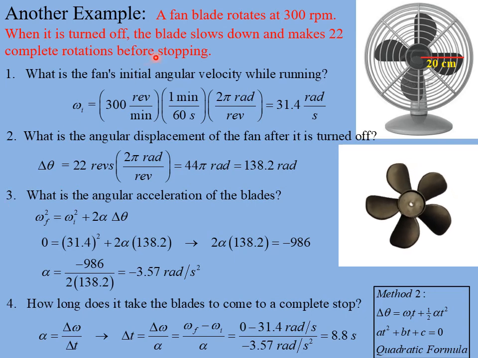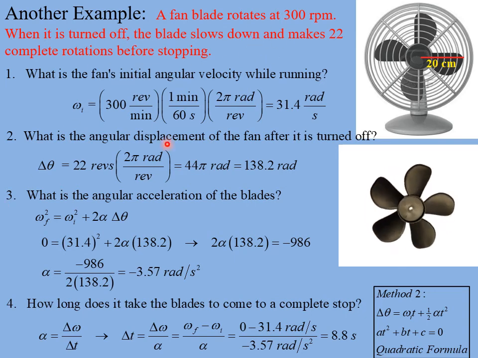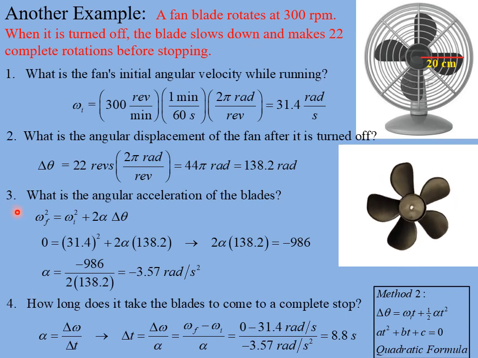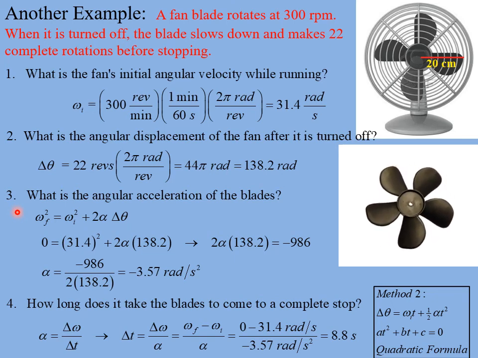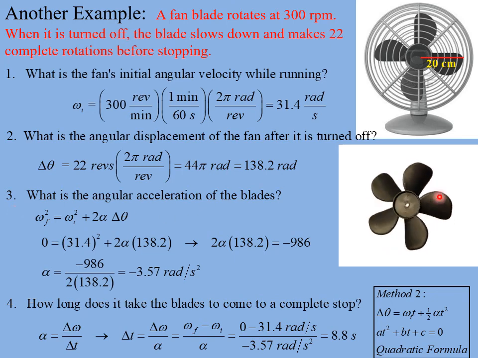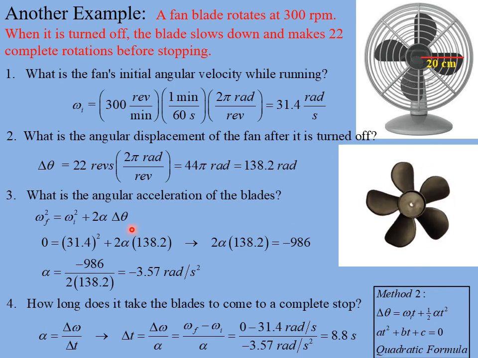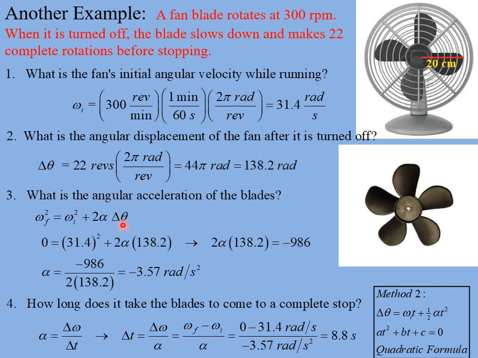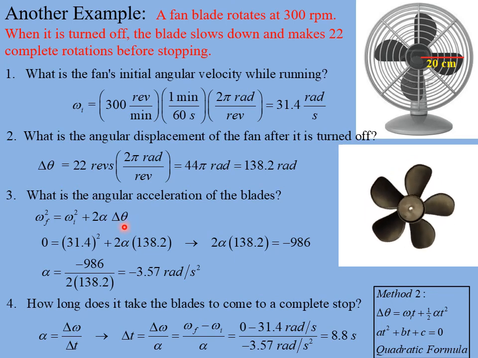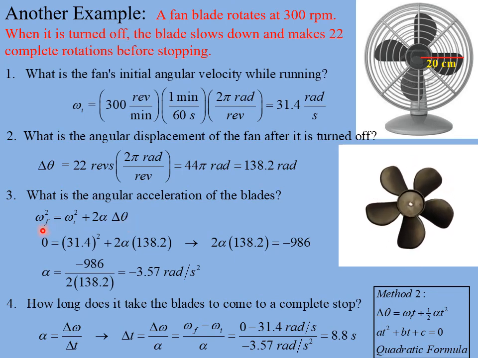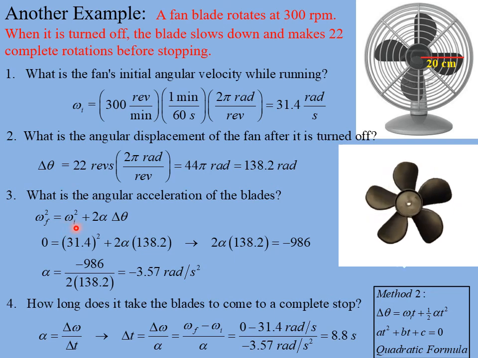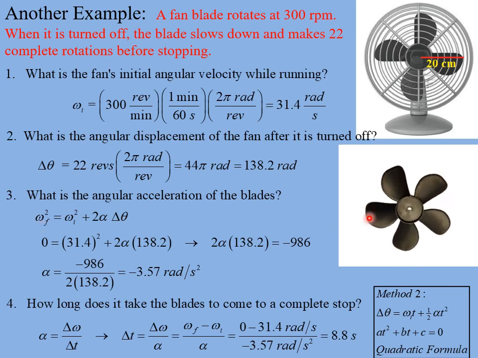Part 3, what is the angular acceleration of the blades? So notice we don't have any time given to us yet. We're going to figure that out in the next question. But at this point of the problem, we don't know how long it took for this thing to come to a stop. What we do know is the angular displacement of the fan blades. And we also know the initial velocity, omega sub i. And, of course, we know the final velocity of the fan blade. As it slows down, remember, it's coming to a stop right here. So our final velocity is 0.